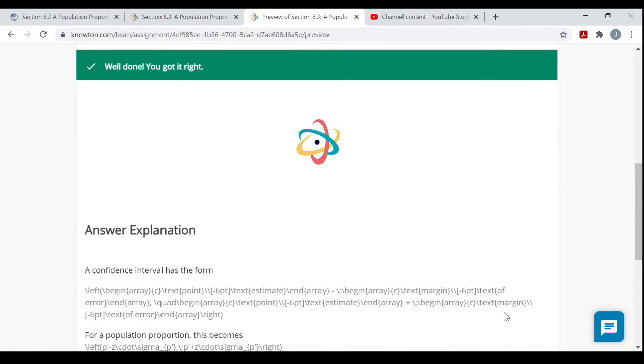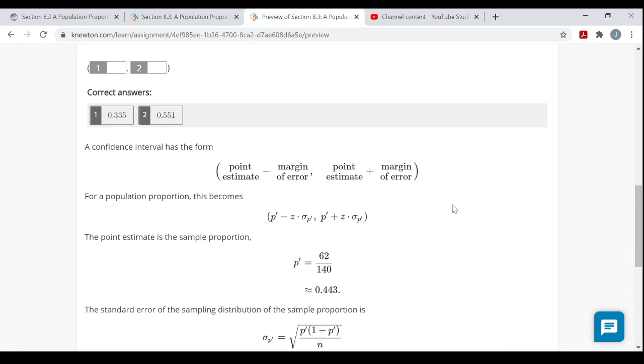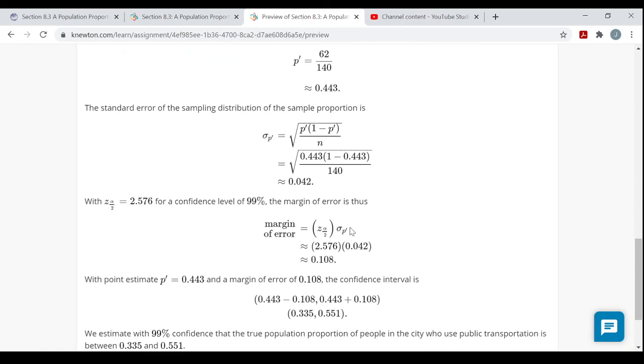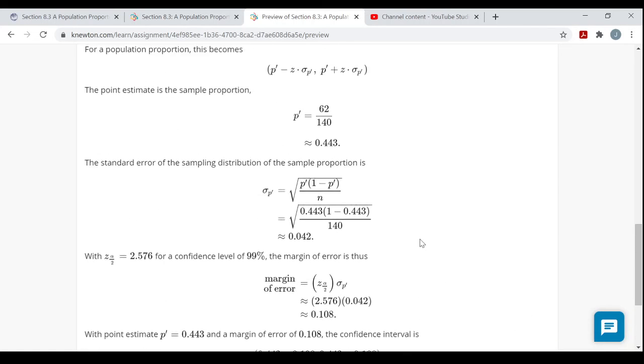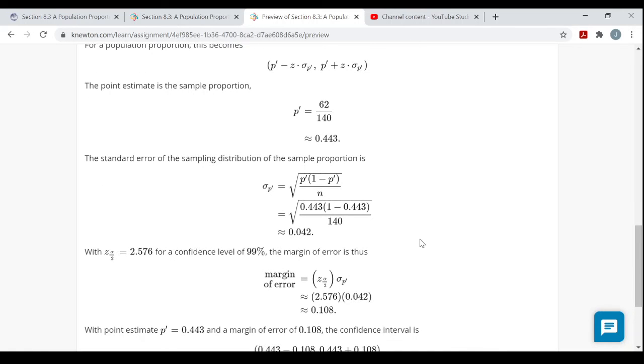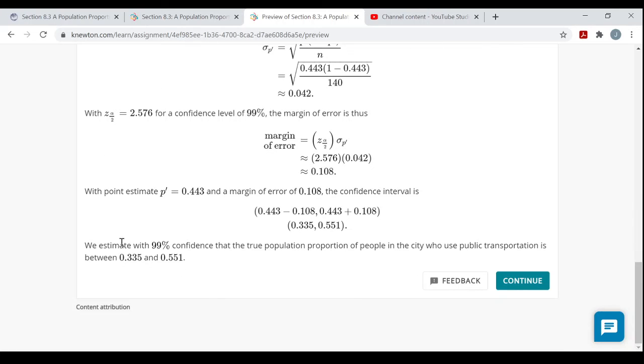Fantastic. Again, read through the answer explanations, please, whether you're right or wrong, especially if you're wrong. And see the margin of error. They give you that margin of error calculation again. And then you take your point estimate minus the margin of error, point estimate plus the margin of error for your confidence interval, and the finding of that value of alpha and all this. So yeah, we estimate with 99% confidence that the true population proportion of people in the city who use public transportation is between those two values that we said.